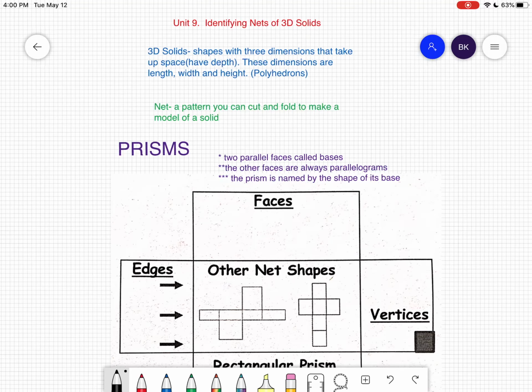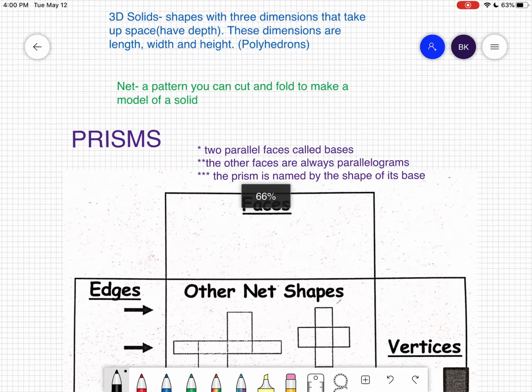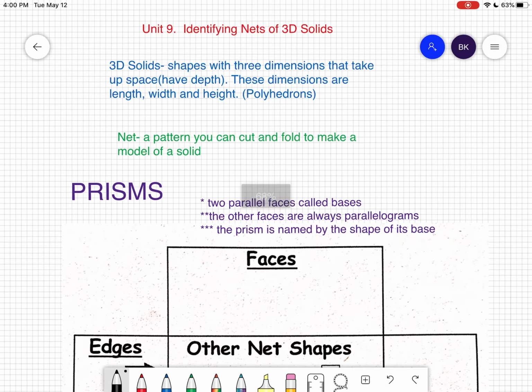So before we dive into the nets, we need to know a few definitions. I'm going to zoom in a little bit. So 3D solids are shapes with 3 dimensions that take up space. They have depth. These dimensions are length, width, and height. They're also called polyhedrons. Okay, today we're going to be identifying 3D shapes by their nets.